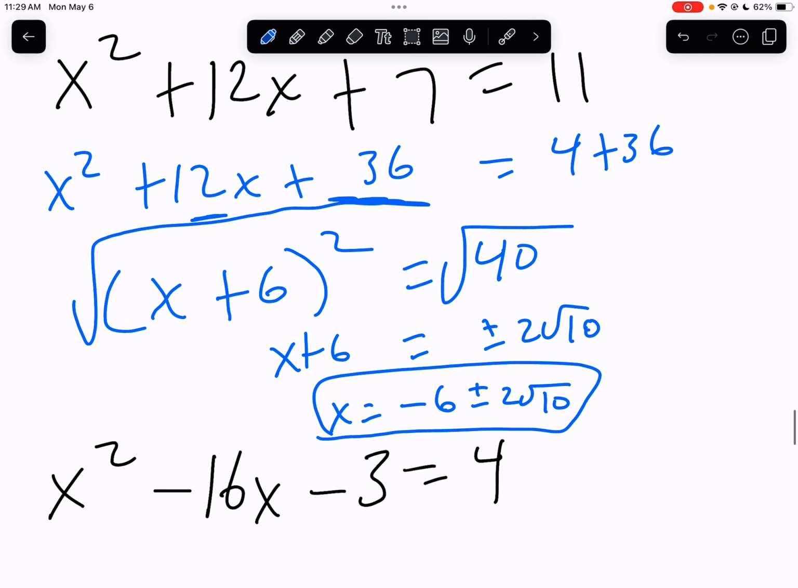You could write it as x equals plus or minus 2 root 10 minus 6. That is the same thing. It's just not traditionally how you see it. But it has to be a negative 6, and it has to be a plus or minus 2 root 10.